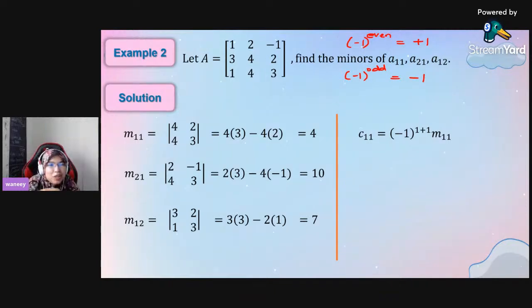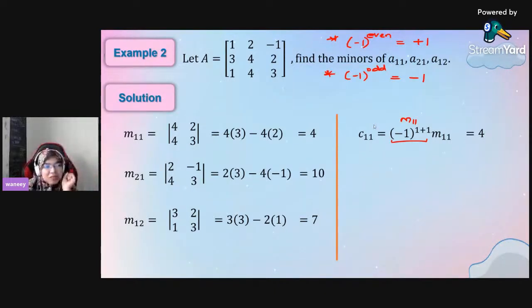So ini satu tips lah kalau nak senang sikit. Okay, so now C11 is negative 1 to the power of 1 plus 1, and 1 plus 1 is 2, right? So 2 is even power. So I know this is positive 1. So positive 1 multiply with M11 is simply M11. Okay, so that means C11 is exactly equal to M11. So the cofactor C11 is equal to 4.